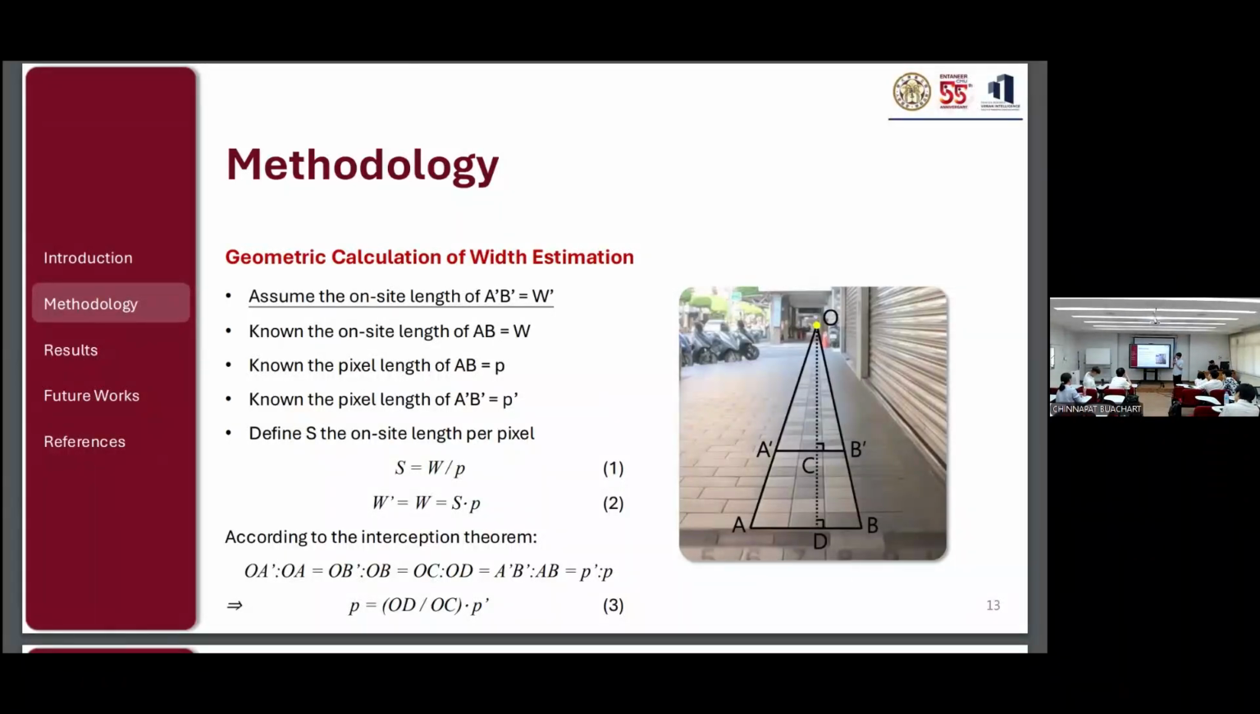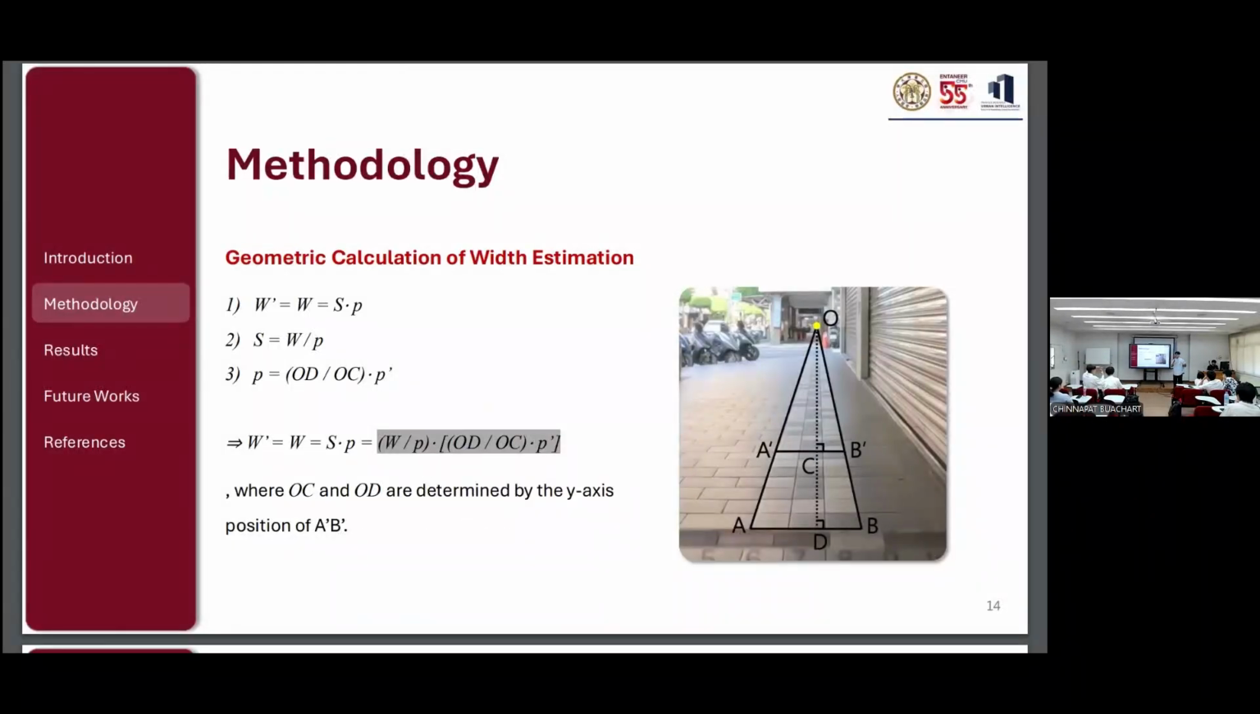The second equation means that, as we mentioned before, we have to make A equal to B, so we have to make W prime equal to W, which equals S times P. What's the relationship between P and P prime? We can use the intersection theorem again: P equals OD over OC times P prime. Combining the three equations, we finally get W prime as that combined equation. This is the equation we're going to use in our width estimation.